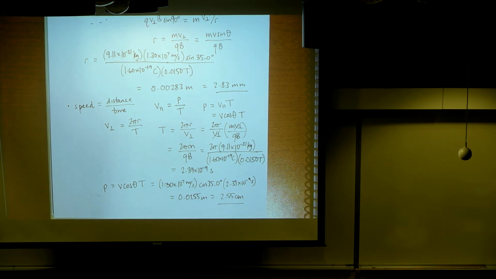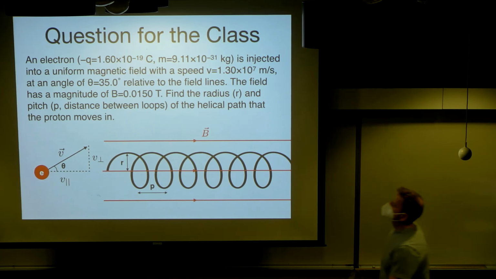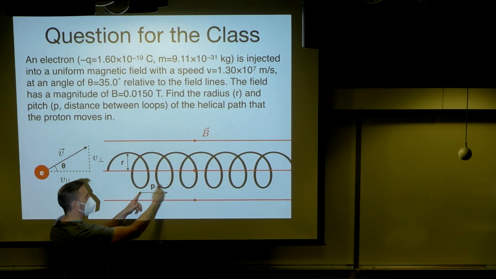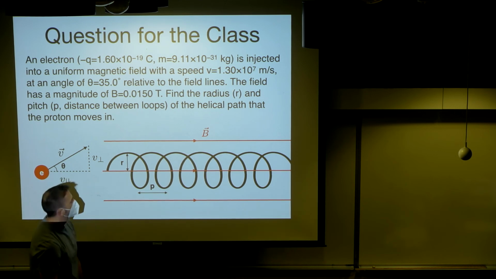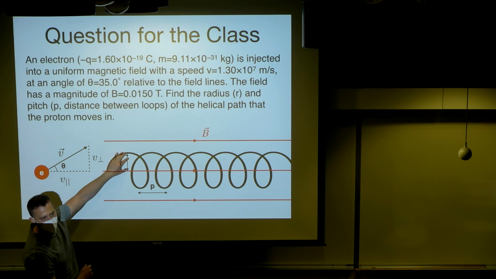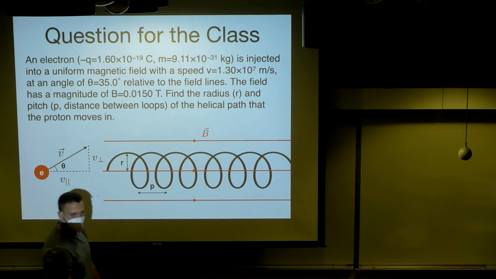So those are the results. Any questions on how we got that? So that's how you deal with a helical spiral of a particle going through a B field. So just to recap, this is 2.55 centimeters for the pitch distance. That's how far apart each loop is from the next. This was 2.83 millimeters. That was the radius of the helix. Okay, that's it for today.